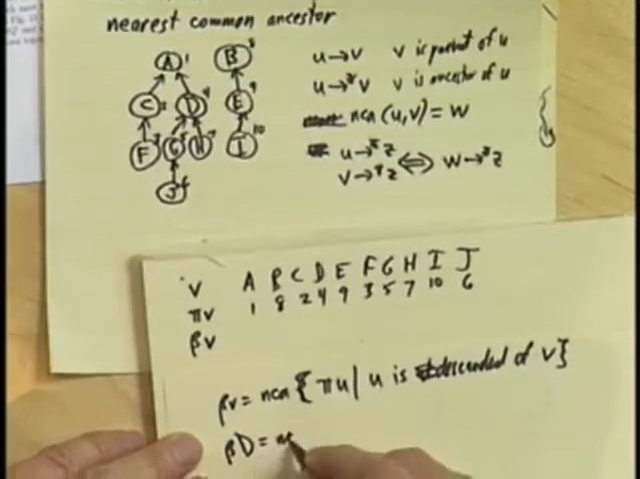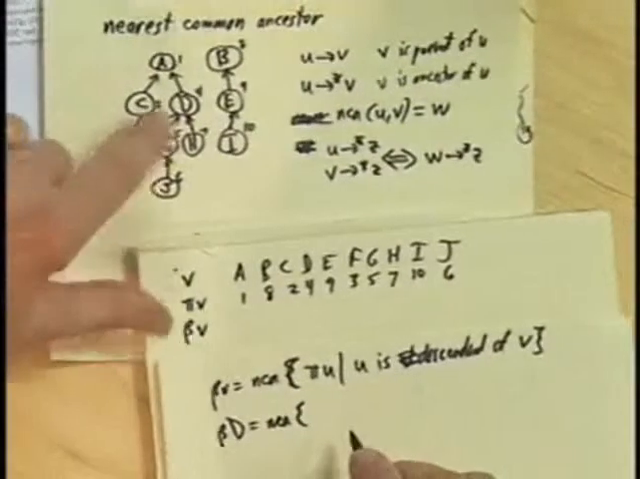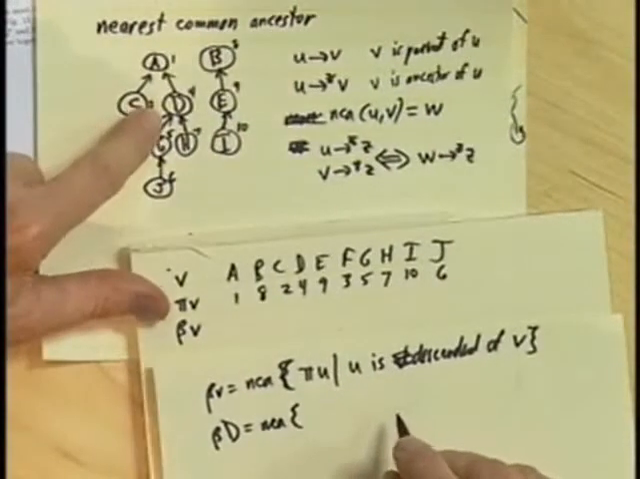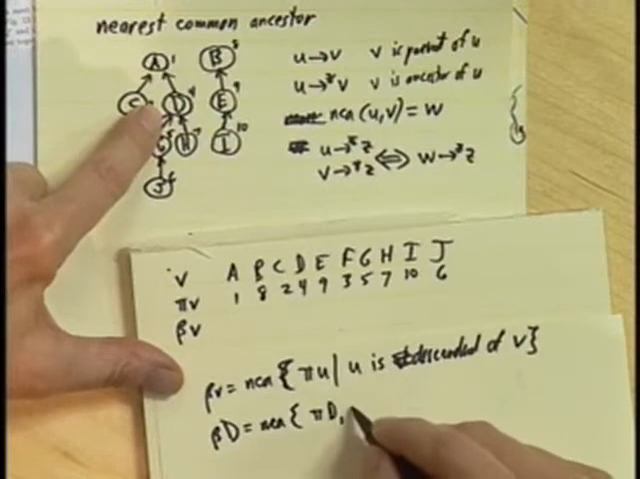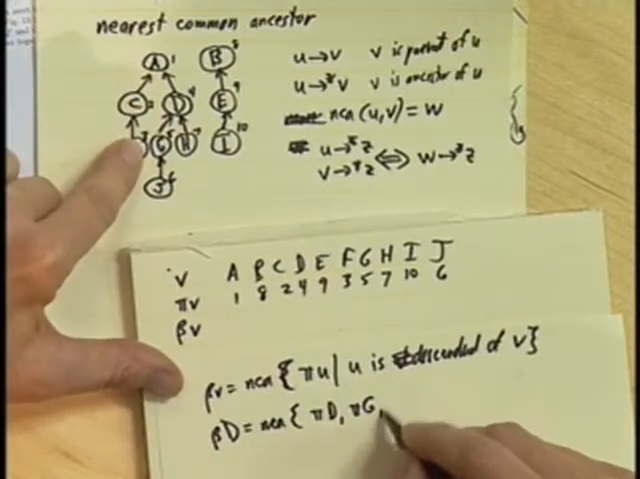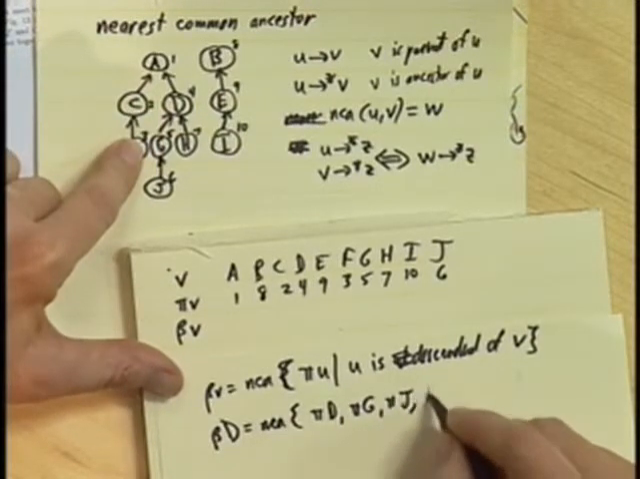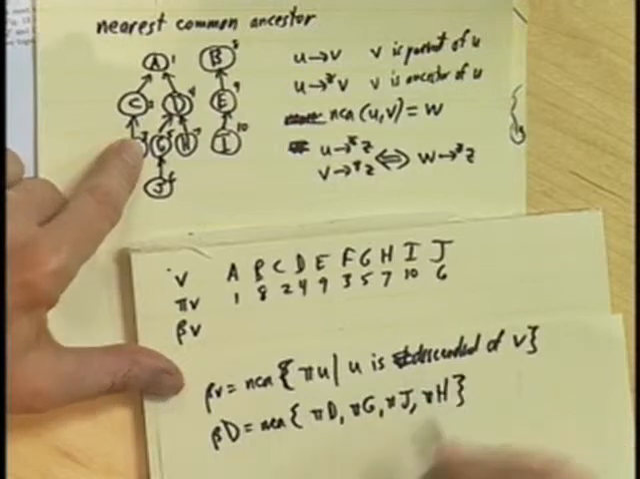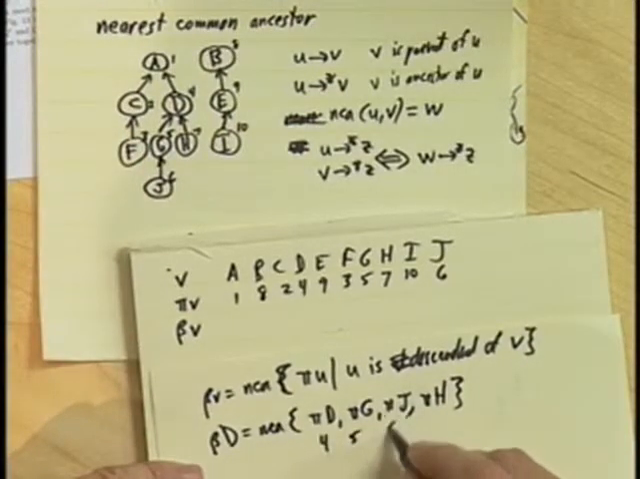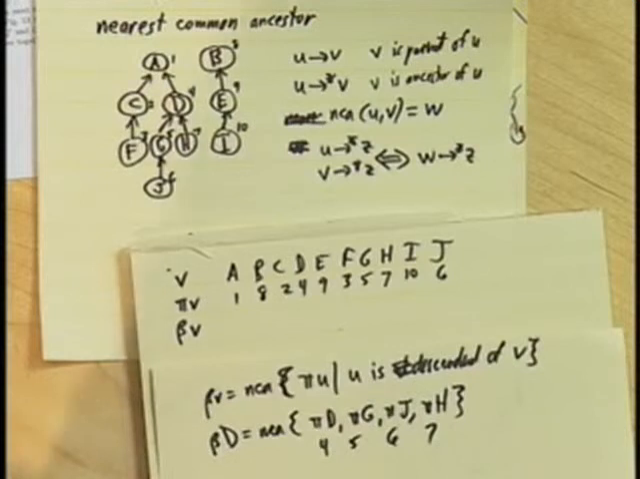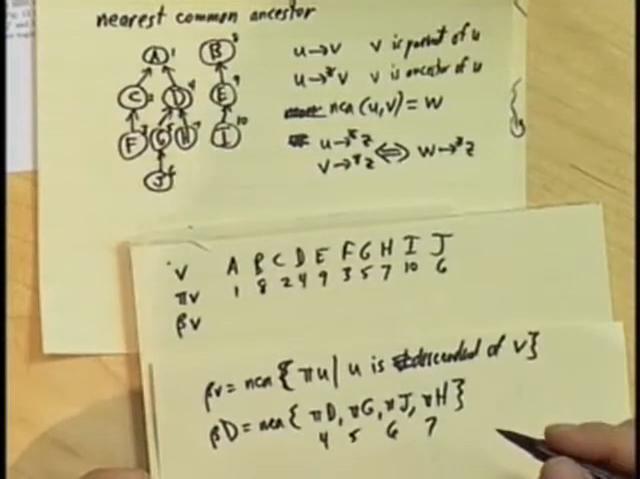So, for example, to figure out beta of D, this is going to be the nearest common ancestor of all of the descendants of D. Can you see him here? This is then pi of D, pi of G, pi of J, and pi of H. Right? So that's 4, 5, 6, and 7. It's always going to be a consecutive thing here, because all of the descendants are consecutive in pre-order.